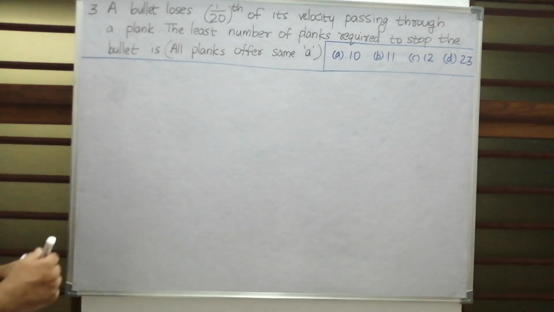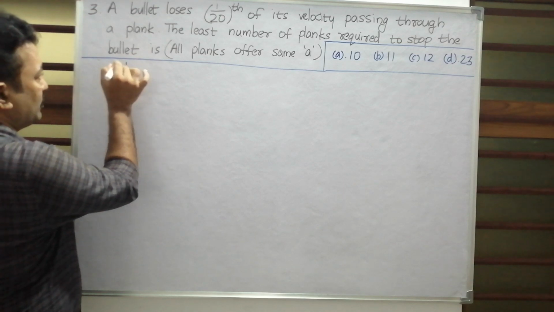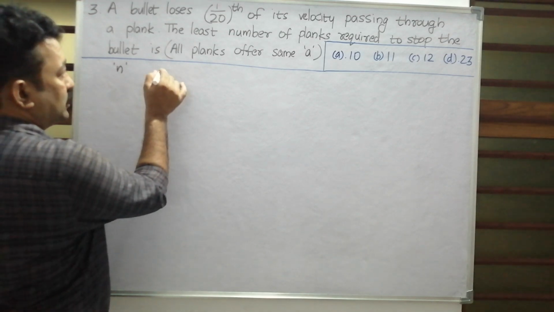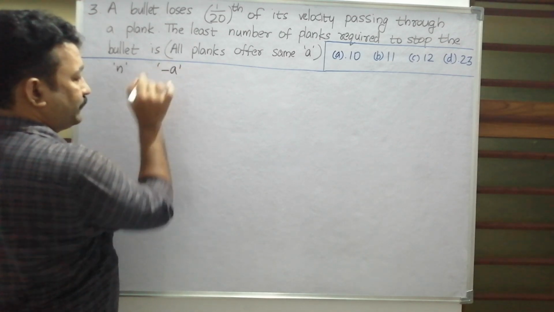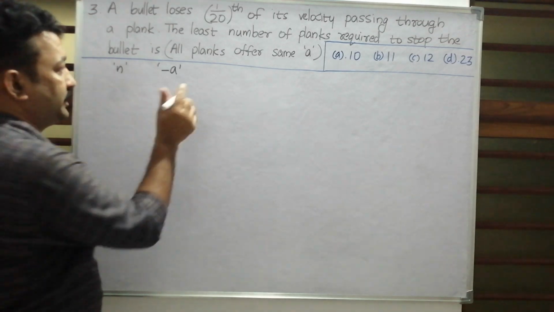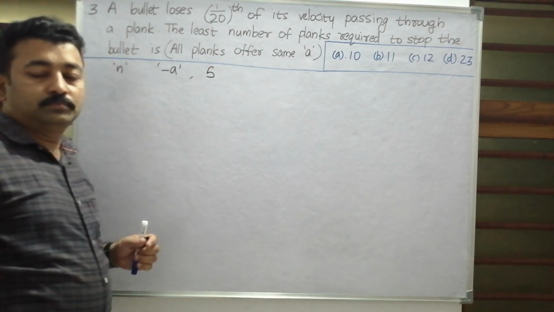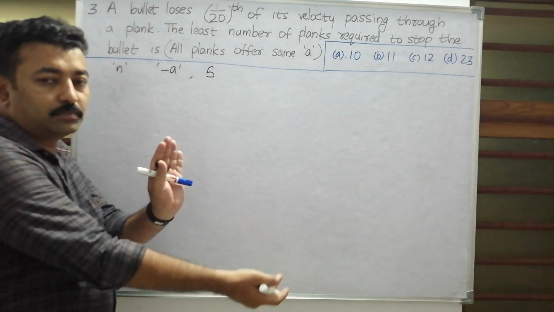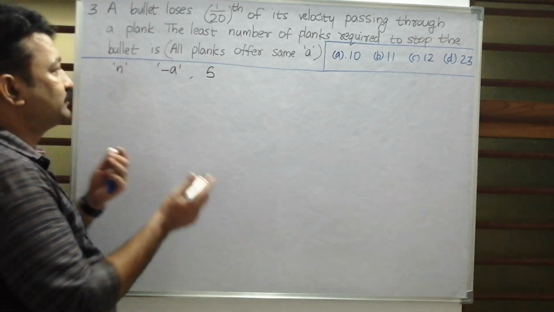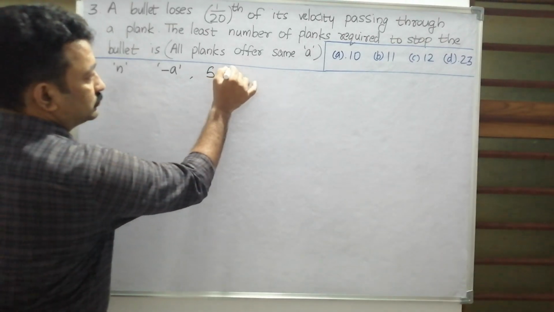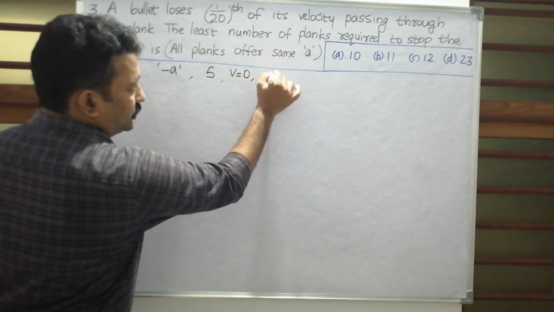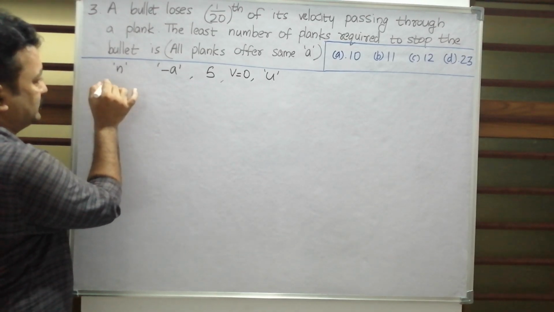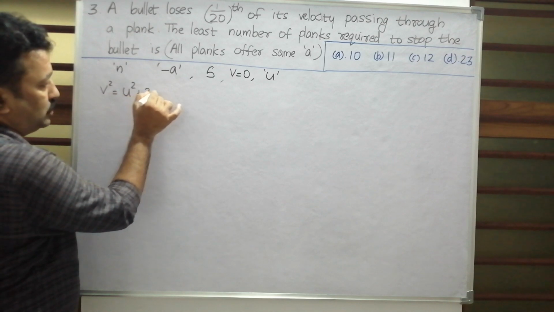Let us assume that we require n number of planks. We don't know what n is, that is our question. Each of them is offering a retardation, say minus a, and each has a thickness of, say, s. If n number of planks are piled together, then the bullet will come to stop. That is my assumption. That means the final velocity of the bullet becomes 0. Initially, it is moving with u. Let us formulate the equation. v square is equal to u square plus 2as.